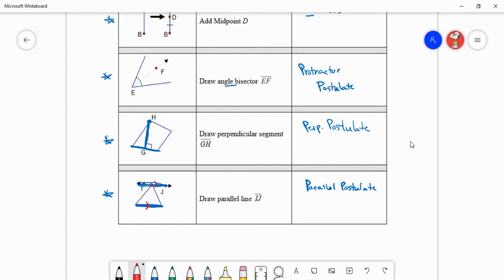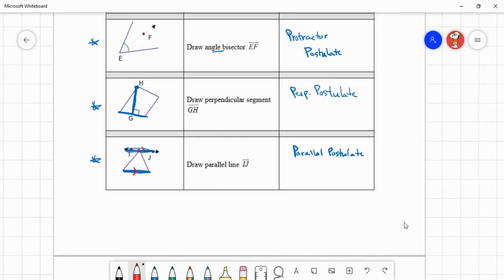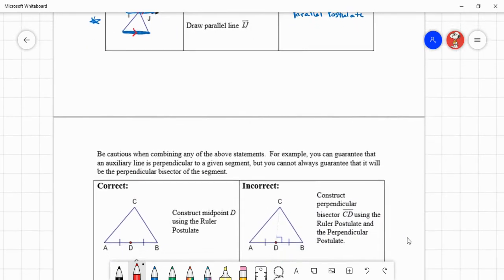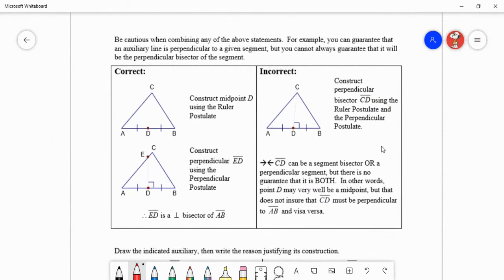Okay. Now on the back of this page, there's a little bit more information. You do have to be careful when you try combining any of these rules. Any one of them is fine at any time, but trying to combine them could present some errors. For example, if you wanted to add a perpendicular bisector to your page, well, you have to use two things. You've got to use the ruler postulate, that's the midpoint, the bisector part, and you've got to use the perpendicular postulate, so you get the perpendicular portion.